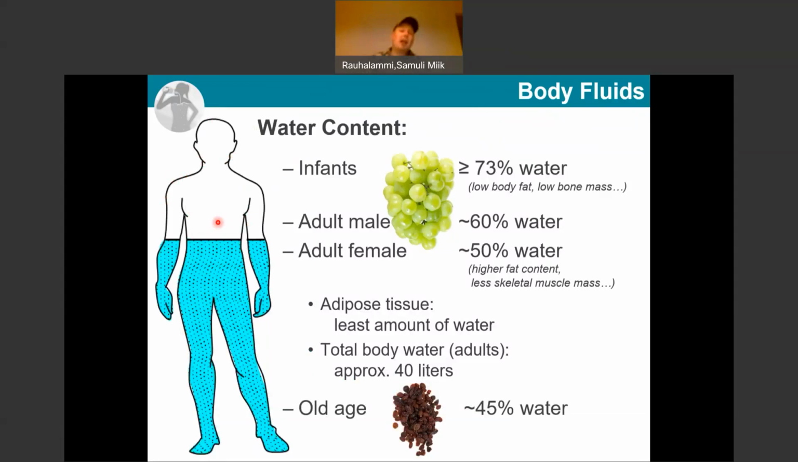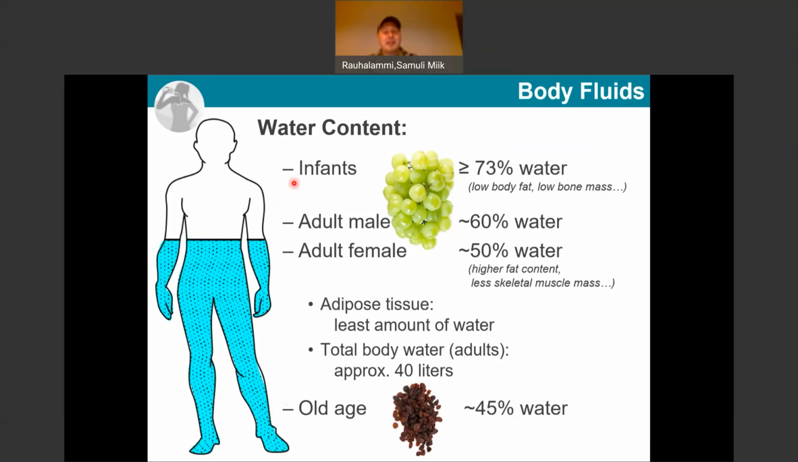So there's of course going to be a lot of individual variation depending on your body size, sex, age, activity level, where you're living, and so on. But at large, these are the rough percentages where we're expecting the numbers to be. One thing that I find very interesting, though, is that the water content varies between the sexes in adult age, and also whether you're an infant or at your older age, towards the end of your life cycle.